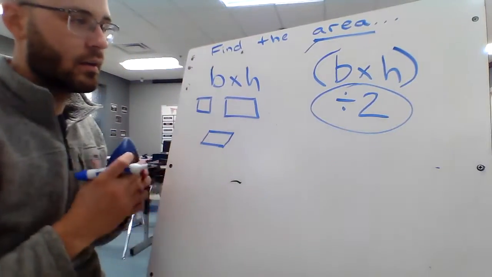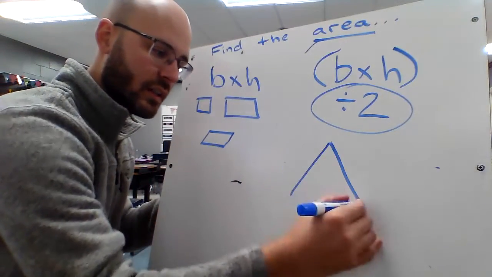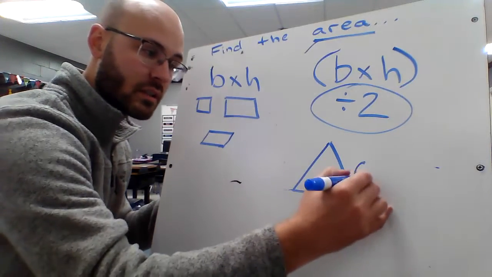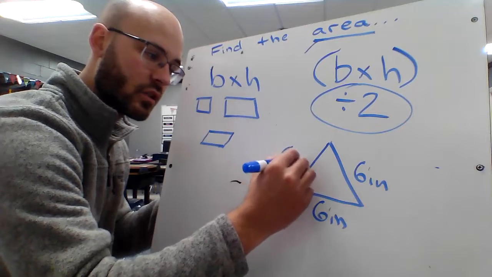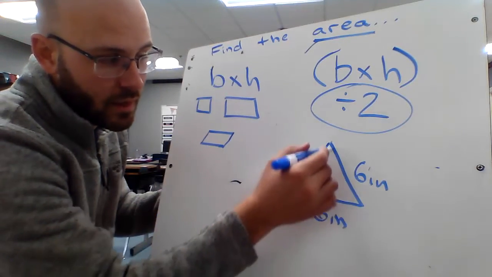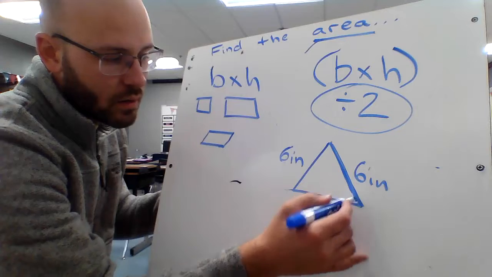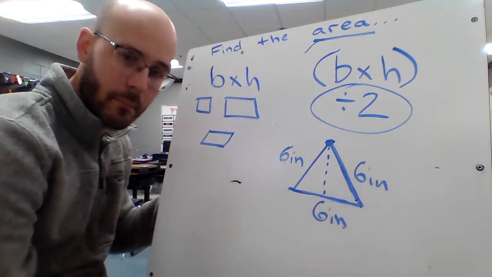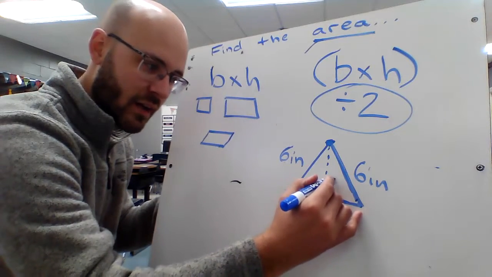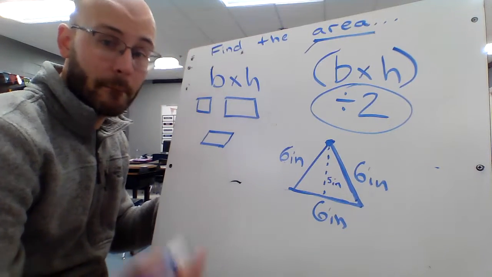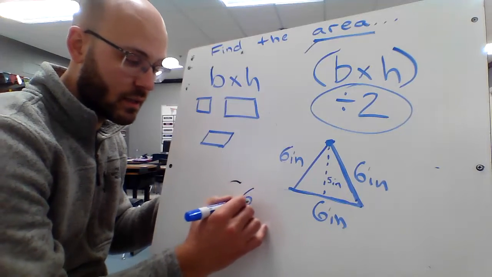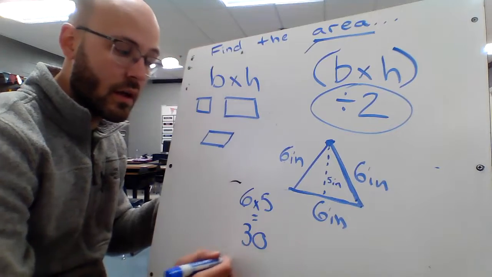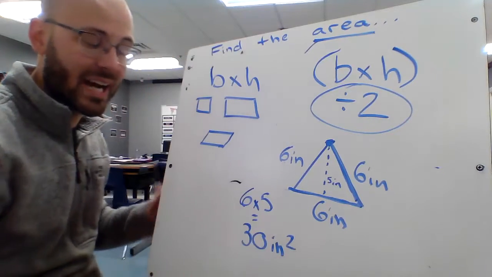If I have a triangle that looks like this, I have to do base times height divided by 2. Let's just pretend it's 6 inches by 6 inches by 6 inches. Just like the parallelogram, this isn't the height. This is definitely the base. The height would be from the top straight to the bottom, which let's just pretend it's 5 inches. So, base times height, 6 times the actual height of 5 is 30. 30 inches squared. I'm talking area.